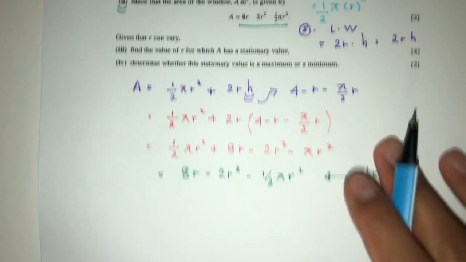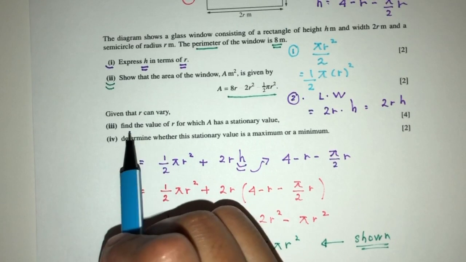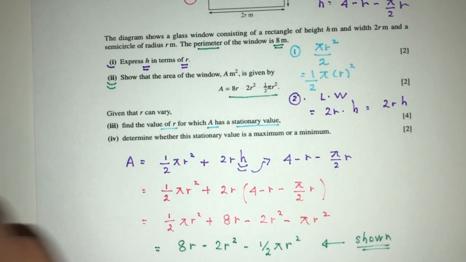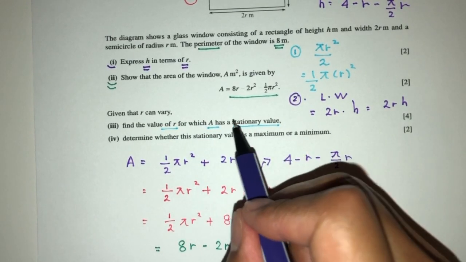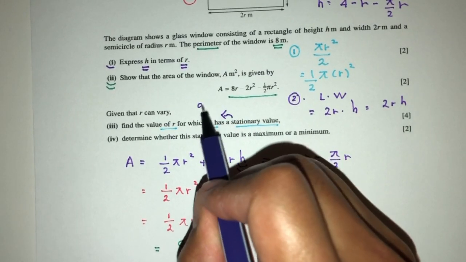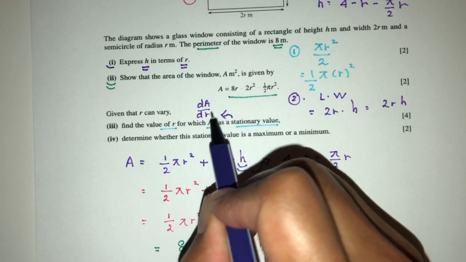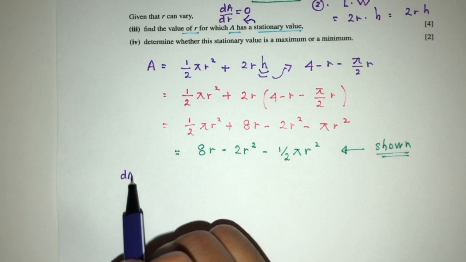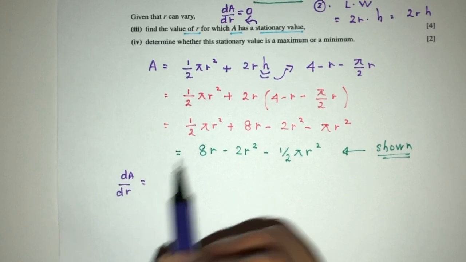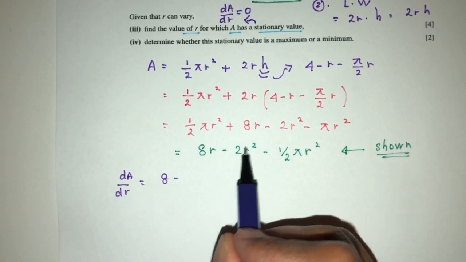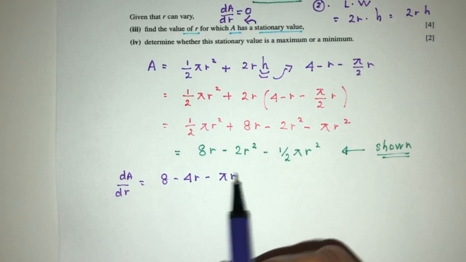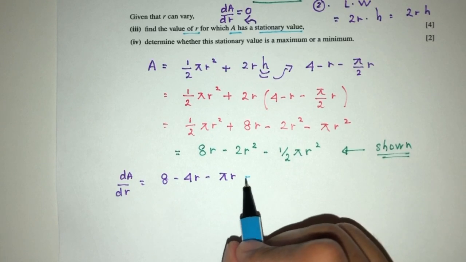Now part 3, given that r can vary, we have to find the value of r at which A has a stationary value. So pretty easy. As we know, at the stationary value, we have to have dA over dr equal to 0. So let's find that. So dA by dr has to be, first thing will be 8 minus, that should be 4r, and then minus pi r. Then equate that to 0.